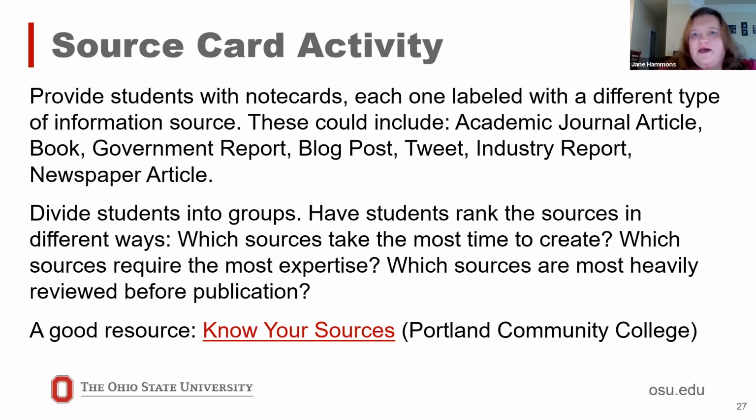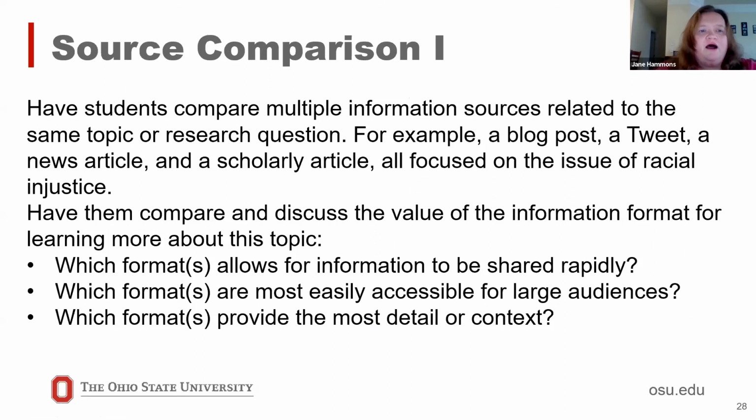Okay, so we'll go ahead then and move forward. A few other examples. This is a similar example to what we were just talking about when we're having students think about different types of sources, but in this case, you would give them the actual information sources. So identifying a topic or research question, an issue that is relevant in your field, giving them actual examples of different types of sources that are focused on that topic, and having them compare those sources in terms of thinking about the creation process for those sources, the value of those sources for conveying different types of information.